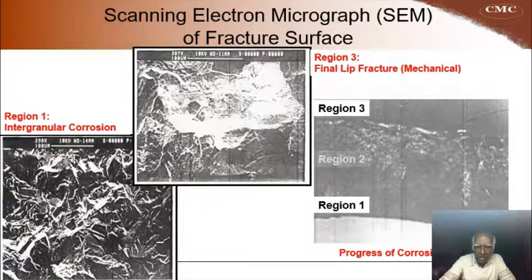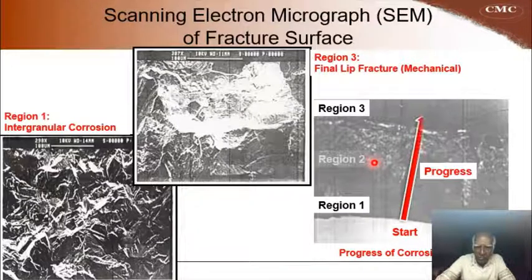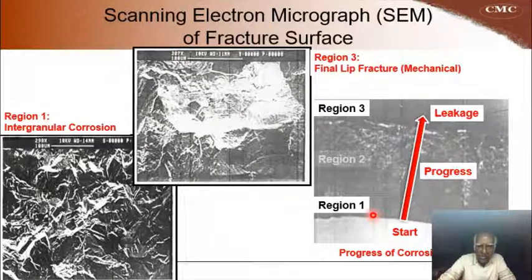The progress of corrosion you can see from here out, from inside to the outside, starting from inside towards outside. So this case study involves corrosion from inside slowly developing towards outside, corrosion under pressure.